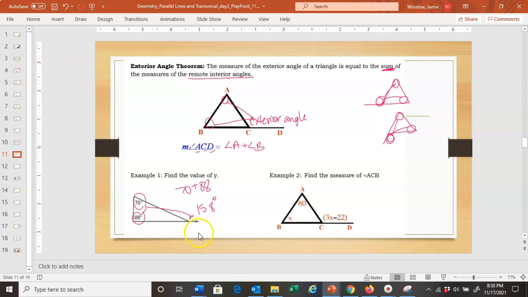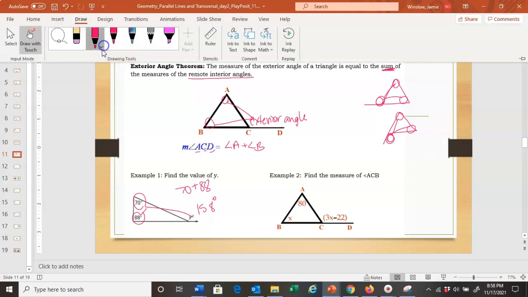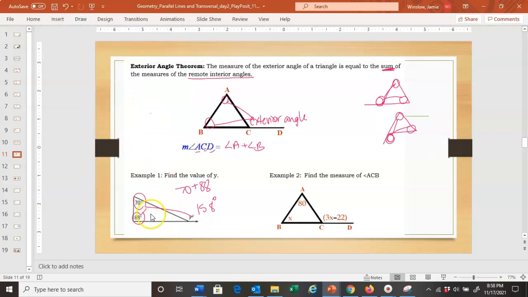Now there's another way to solve this problem. And this is why it works. So let me grab my pencil a different color. Remember the triangle sum theorem? We can find this angle, can't we? 70 plus 88 is 158. Well, if there's 180 degrees in a triangle, and there's already 158, then to find it, we just subtract. What is that? 22. So this is 22 degrees.